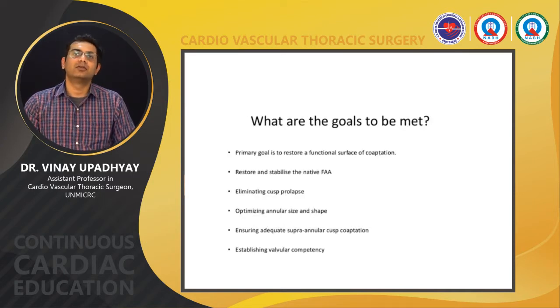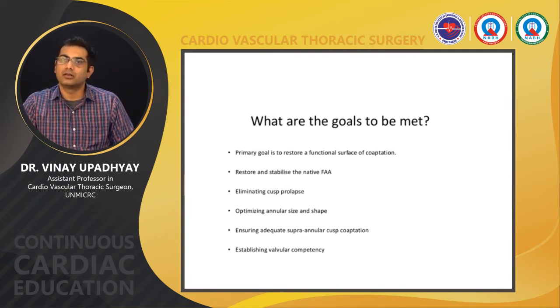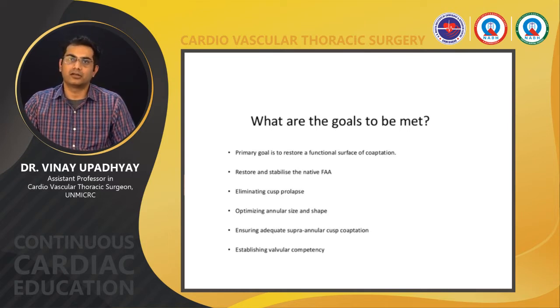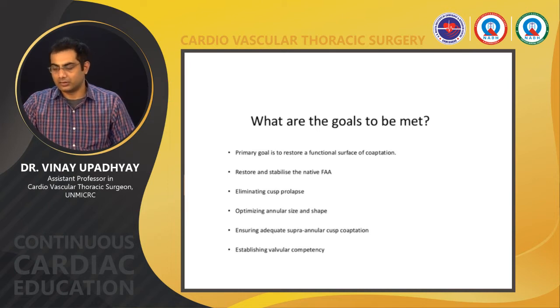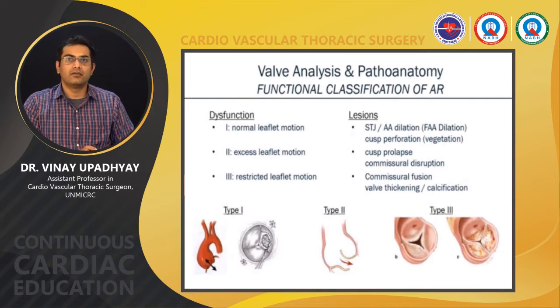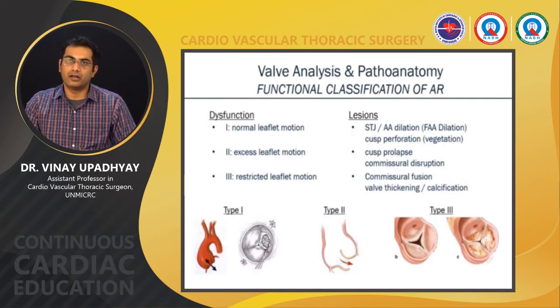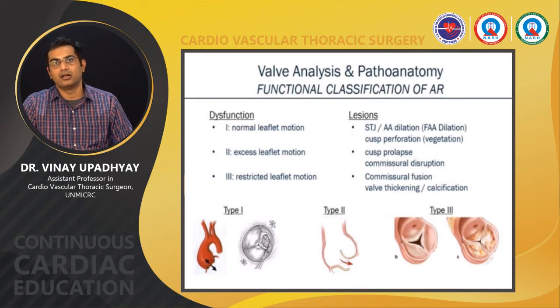Okay, these are the goals which we keep in mind during valve repair. First and foremost goal is to restore a functional surface of coaptation without any leak, and a durable repair. This is the valve analysis and pathoanatomy of aortic regurgitation. We can say this is the functional classification of aortic regurgitation.